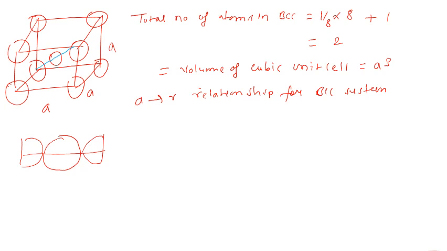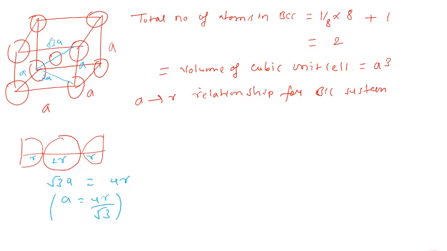The length of this line we can calculate from here. This is a and this is also a, so this is root 2a, simple Pythagoras theorem. And if I want to calculate this value, again this is a, this is root 2a, so this is root 3a. Which is equal to what? This is 2r, this is single r, this is again single r. So in total this will be 4r. So a is equal to 4r by root 3 in case of BCC.